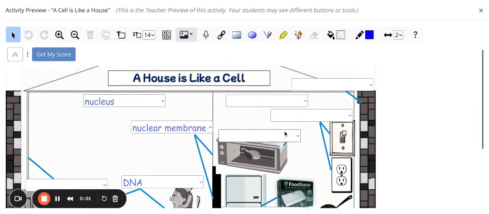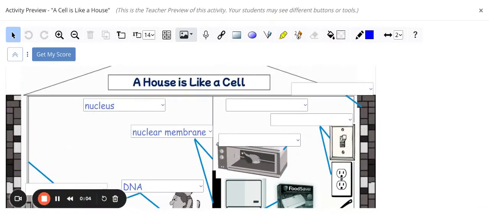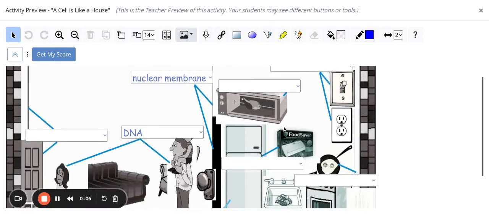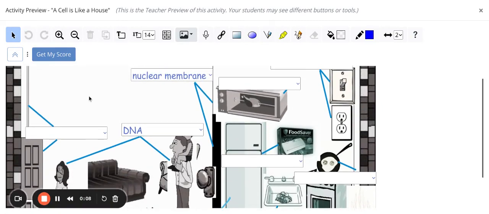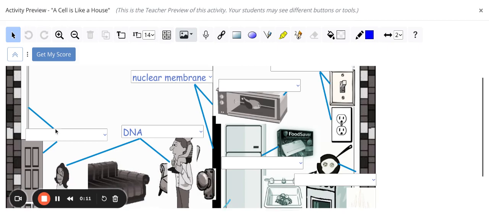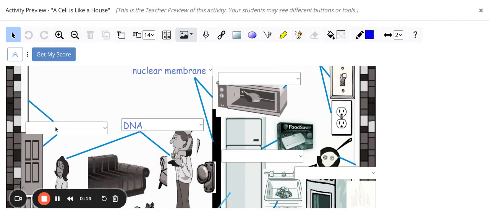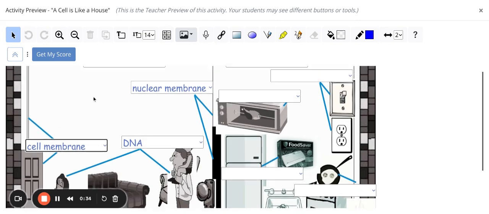All right, so we're going to move on to the rest of the cell. So the first thing that I see here is the walls and the doors of the house. The walls and the doors of the house separate the house from the rest of the neighborhood and allow people to go in and out. So the walls, doors, and windows of the house act like the cell membrane, which controls what comes into and out of the cell.